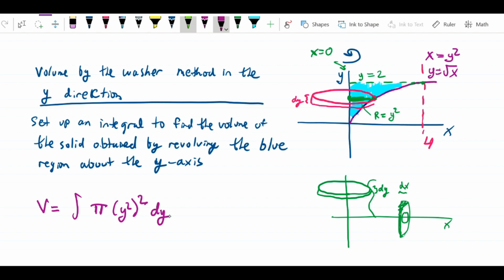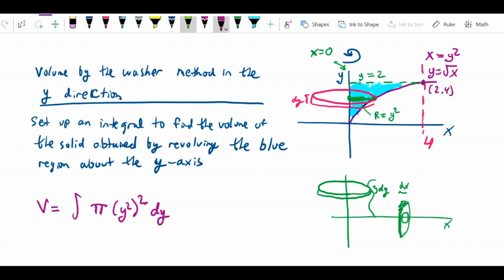Now we just need to know what the interval of integration is. Well, what we have here, the top boundary is the line y equals 2, and I've put in where it intersects. This curve y equals x squared is going to intersect y equals 2 at the x value of 4, so this is the point 2, 4.